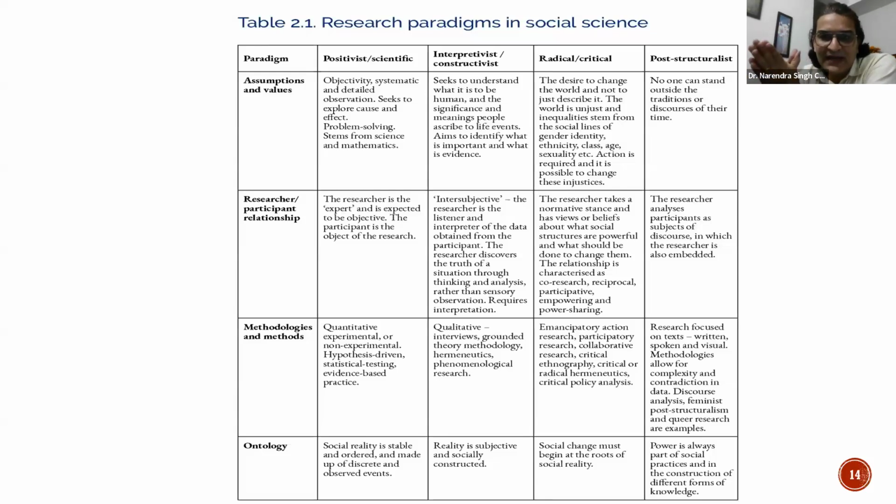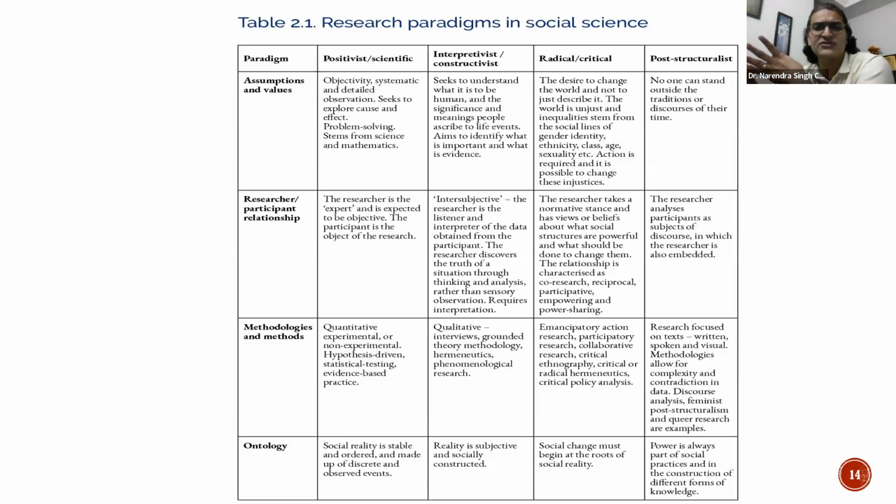But when I'm talking about the qualitative, the constructivist view, intersubjective, the researcher is the listener and the interpreter of the data obtained from the participant. The research is trying to discover the truth of a situation through thinking and analysis rather than sensory observation. So you are discussing, you are inquiring, and it requires a lot of interpretation. Now, when I talk about the radical part, the research takes a normative stance. That means there are certain norms and belief systems, and certain social structures are very, very powerful, so certain things happen in a certain way. So the relationship is characterized as co-research, reciprocal, participative, empowering, or power sharing.